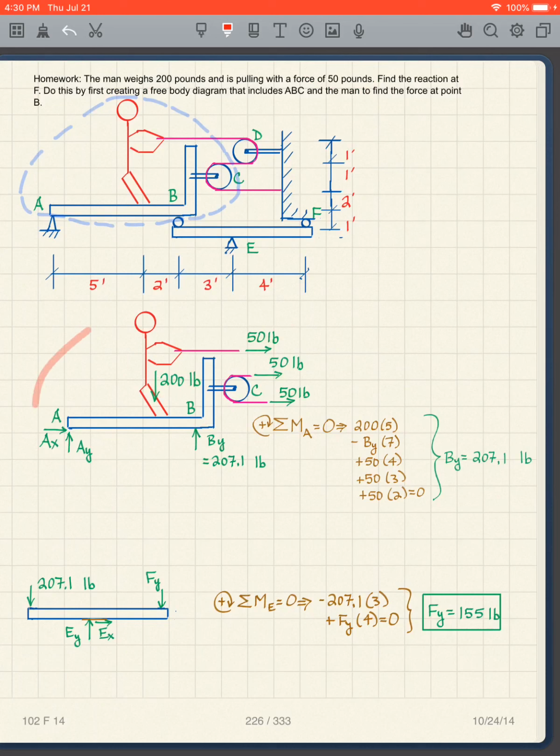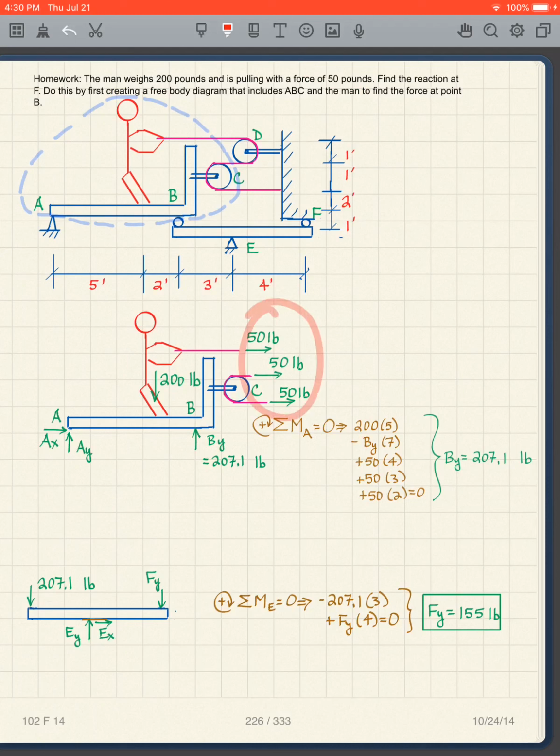So now I can look at this free body diagram, and well, I want to figure out what the BY is. So I take moments about A. And you can all do this. I've got the 200 times 5. And the, well, this was BY times 7. Minus, because it's counterclockwise.